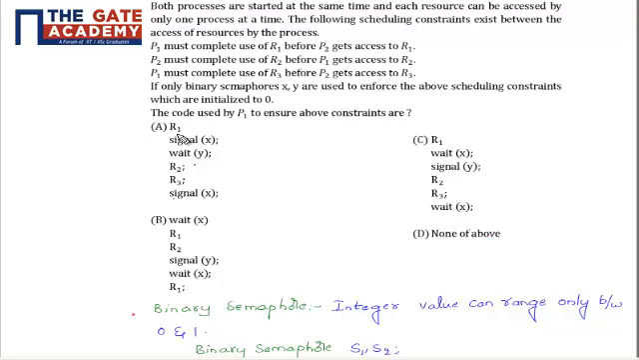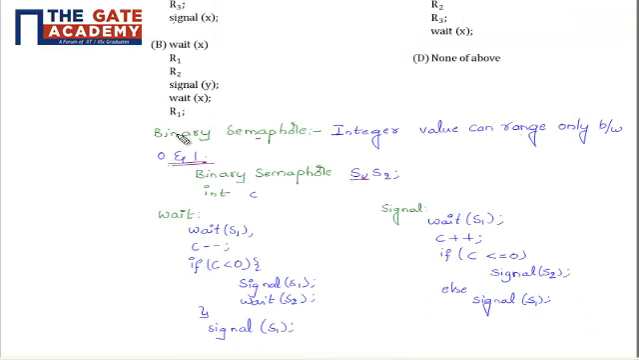Before going to write this program, we have to know what is meant by binary semaphore. We know that there are two semaphores, counting semaphore and binary semaphore. The binary semaphore integer value can range only between 0 and 1. If you consider the binary semaphores as S1 and S2, and the count value as C, the wait and signal operations on these binary semaphores are as follows.